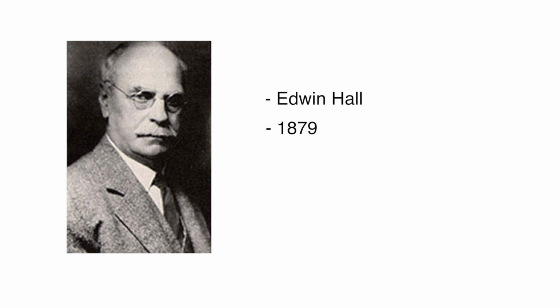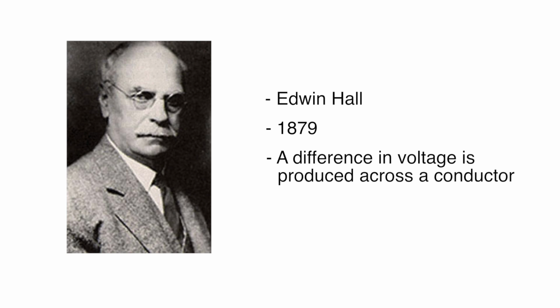The Hall effect, as explained by Kcee and Allie. The Hall effect was discovered by Edwin Hall in 1879. It describes how a difference in voltage is produced across a conductor.